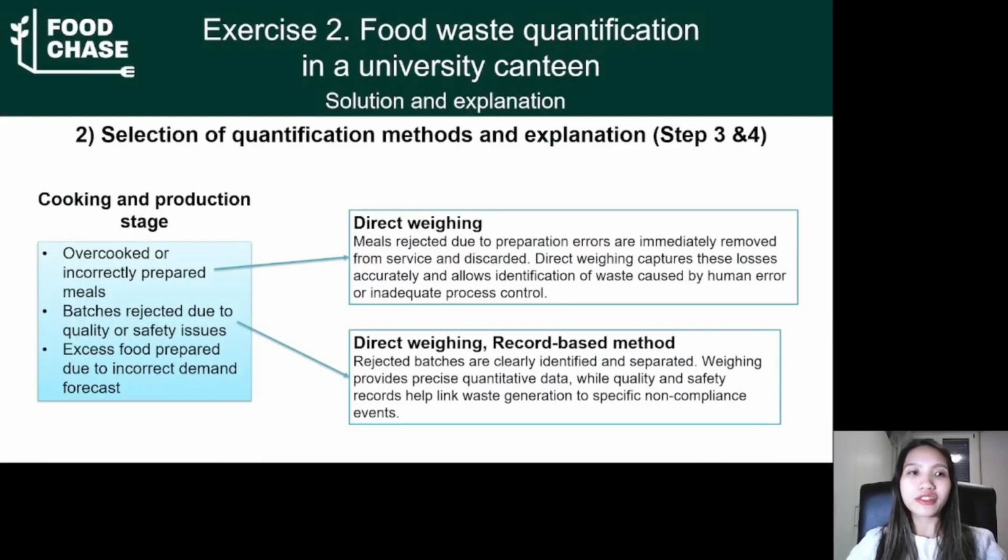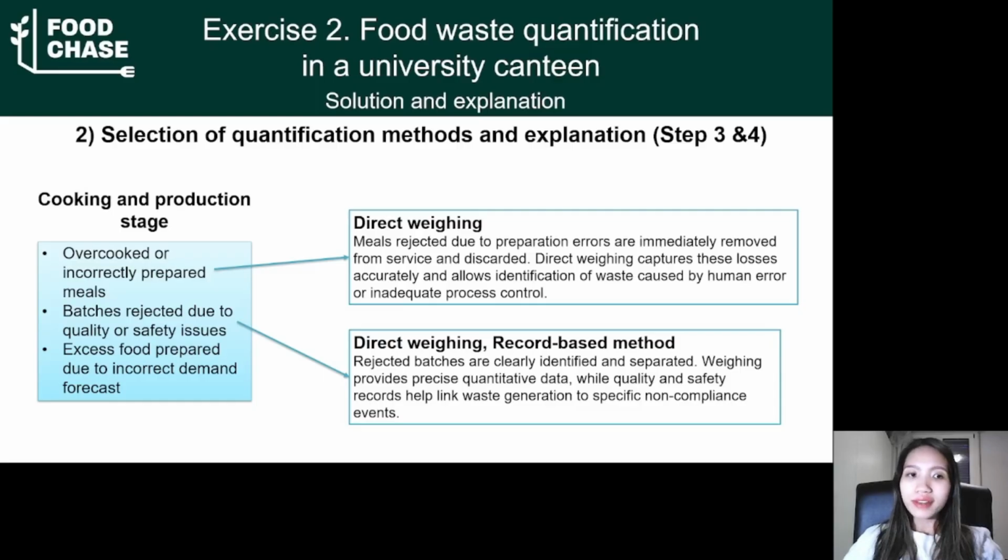As the next stage, cooking and production. Overcooked or incorrectly prepared meals are rejected from the service and discarded. So we can use the method direct weighing that captures this loss accurately, and also it allows identification of waste caused by human errors or some error of the system or the equipment.